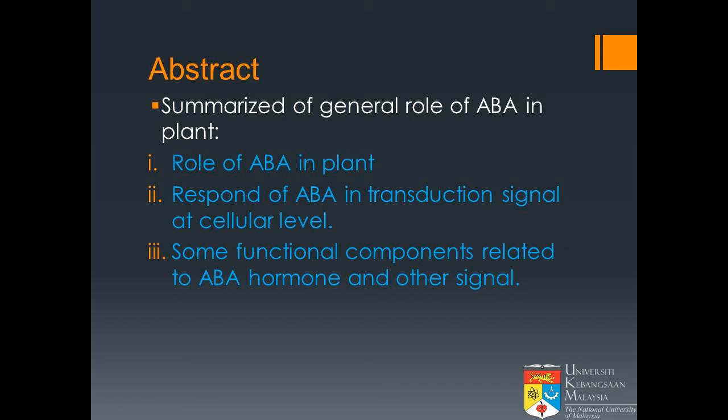For the abstract part, I summarize the general role of ABA in plant, and then the response of ABA in transduction signal at the cellular level. For me, it is very important to understand the mechanism by which plants respond to environmental signals and how these signals are transmitted at the cellular level. And then I mention some functional components related to ABA, hormone, and other signals. It is also important to understand the signal transduction to the stress experienced by the plant, as this process is very important for the survival of the plant. So in this review paper, I will consider the general features of the abscisic acid hormone transduction signal in plant against drought stress.